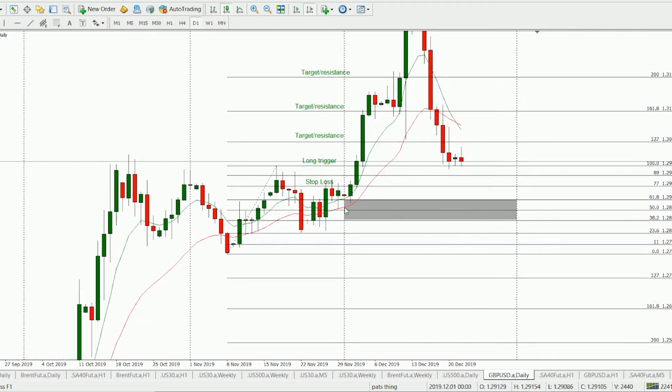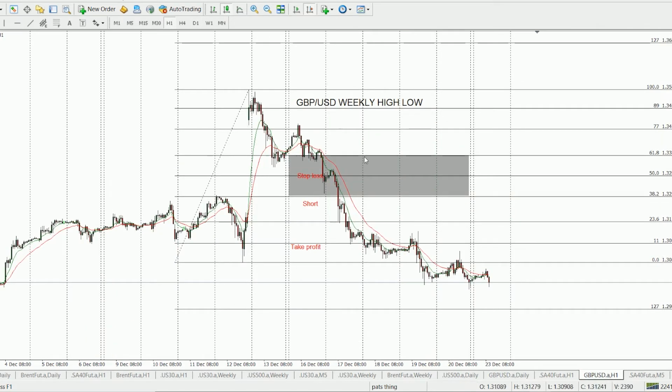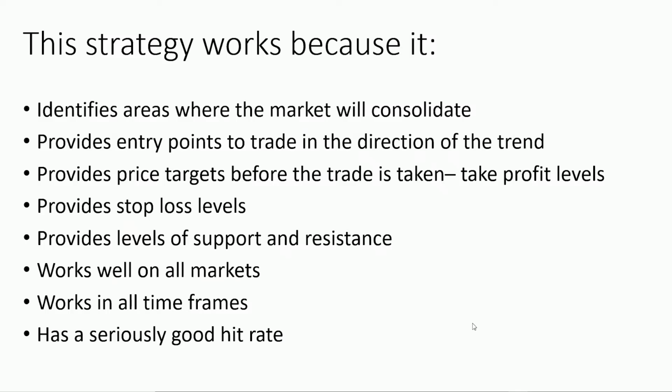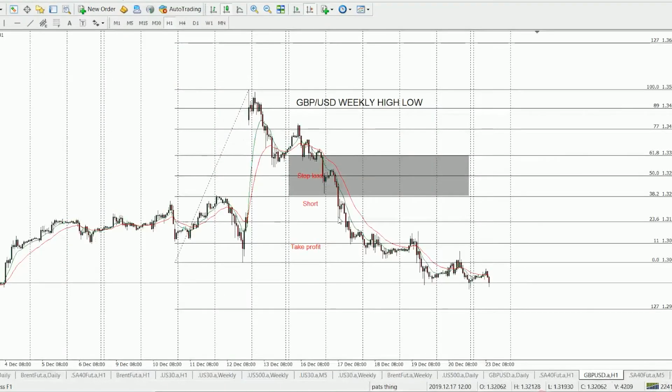Pound US out of consolidation into the trend. Pound US again out of consolidation into the trend. It provides entry points to trade in the direction of the trend, and typically again that is a break out of consolidation. So short below the 38.2, target being the 11 there.